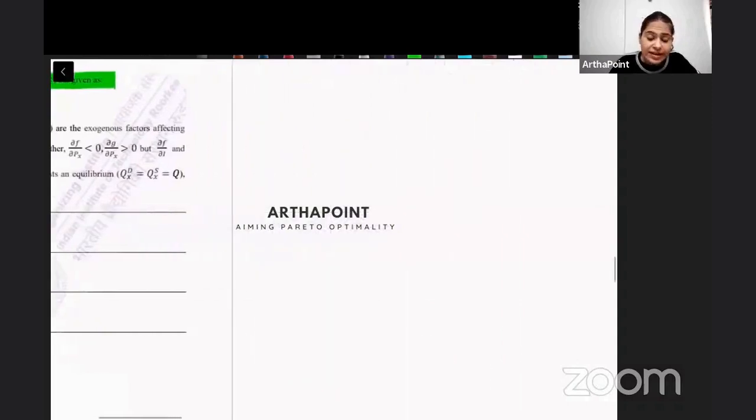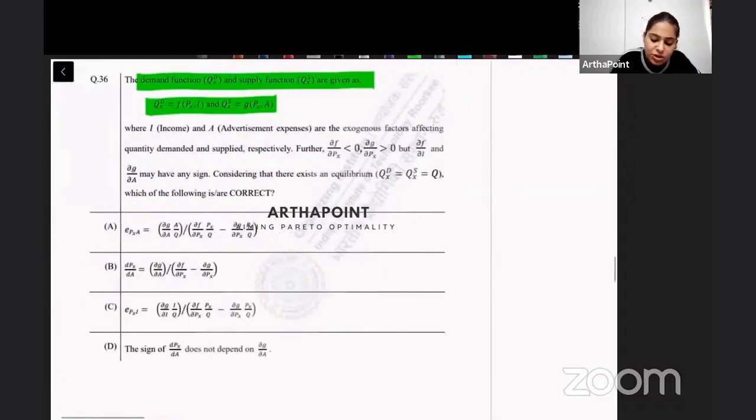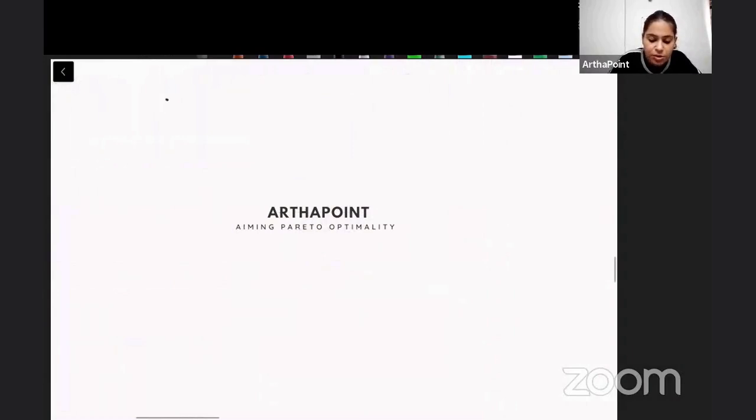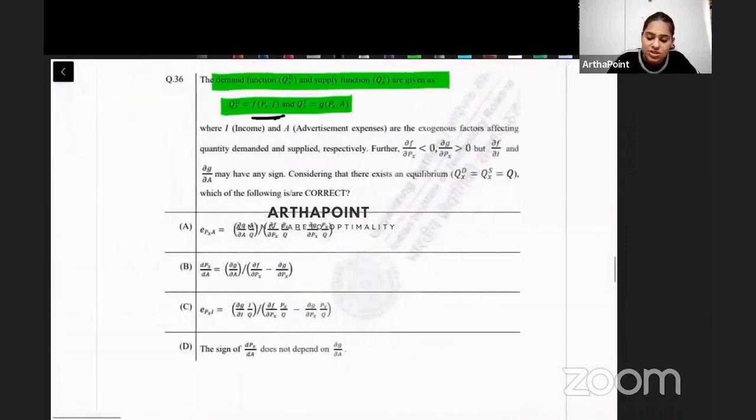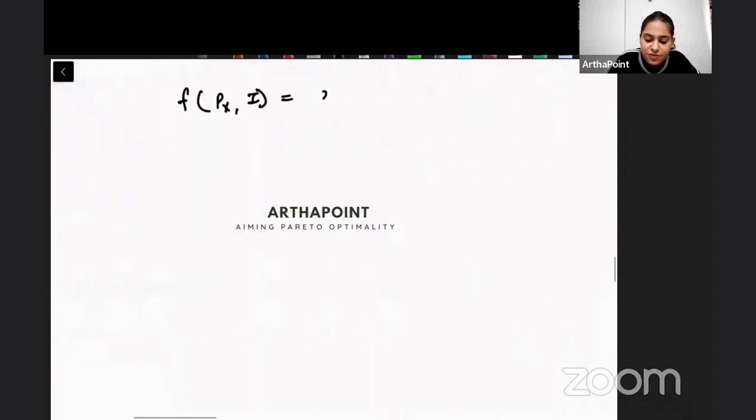And we know that whenever we talk about equilibrium, then we know that demand and supply must be equal. So what I'm going to go ahead and do is I'm going to equate demand, which is a function. So it says that demand is a function of Px and I, price and income. So I'm going to equate the demand equation to the supply equation. And supply is a function of Px and advertisement expenditure. So G of Px and A.